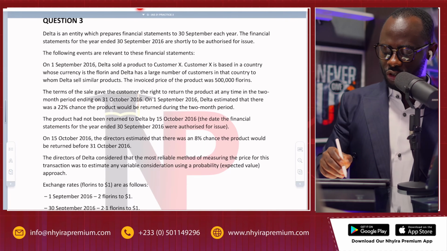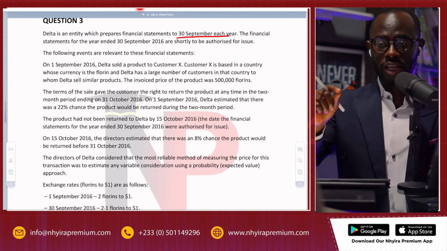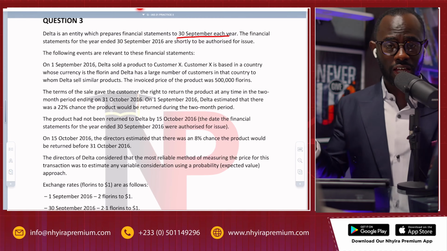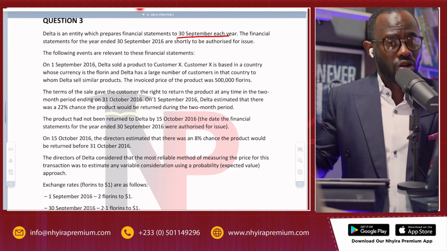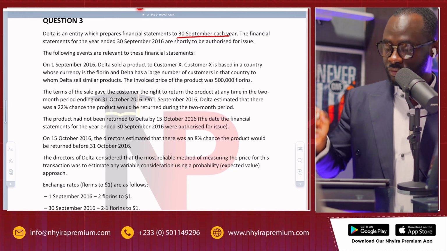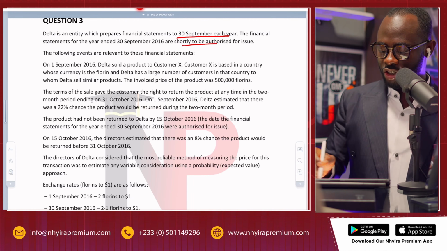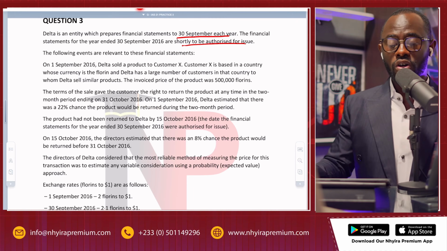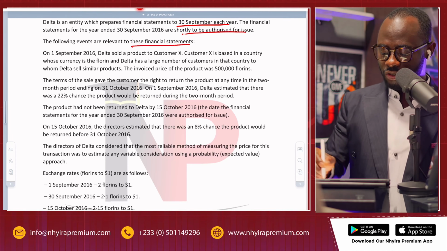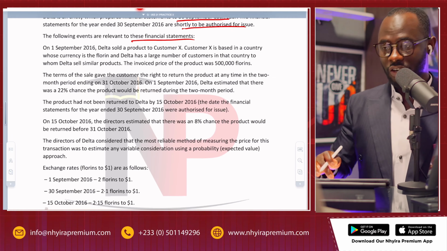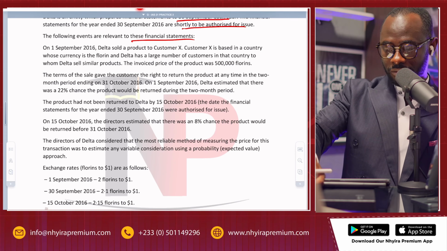Delta is an entity which prepares financial statements to 30th September each year. Now, we've been told that already about the year ended of the company, so it's not something that we are new to or we have to be thinking about generally. The financial statement for the year ended 30th September 2016 are shortly to be authorized for issue. Okay. The following events are relevant to these financial statements. All right, so let's see what we have in respect of this particular scenario here.